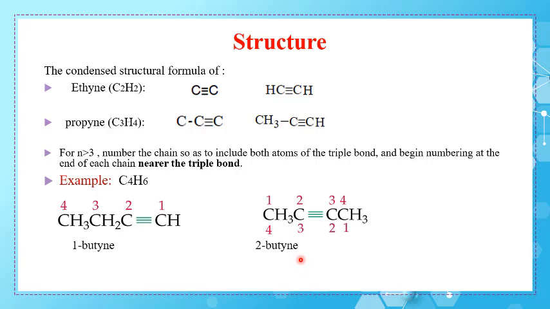Here the same, but here we can begin numbering from here or from there, the same, because the triple bond is still on the second carbon atom, and the nomenclature is 2-butyne.